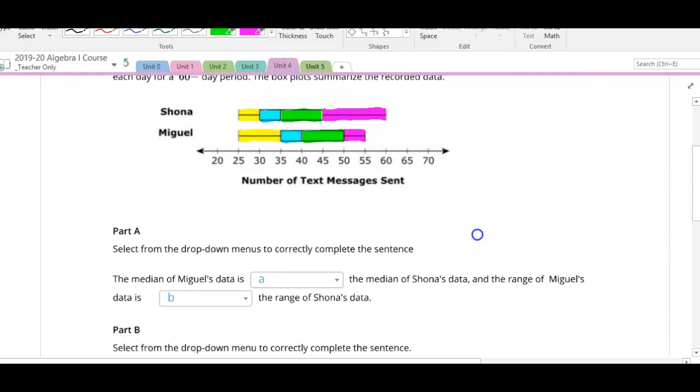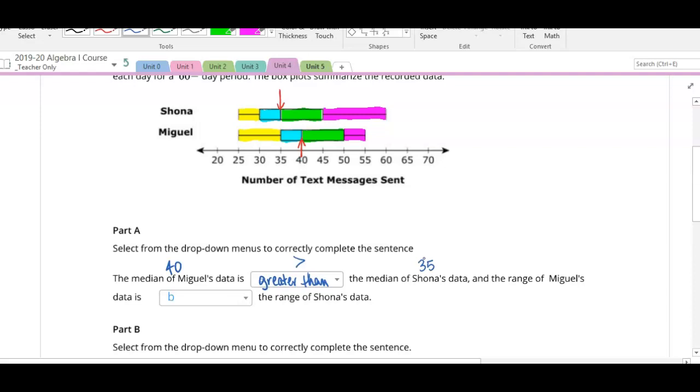So looking at these, we know that the median of Miguel's data, which is right here, is what compared to the median of Shona's data? Well, Miguel's median is greater than. Miguel's median is 40 and Shona's median is 35. 40 is greater than 35.